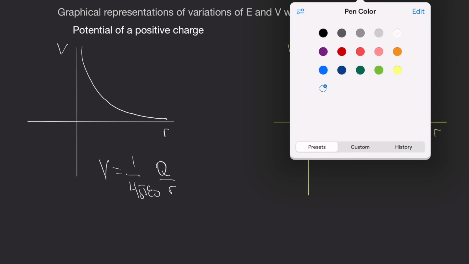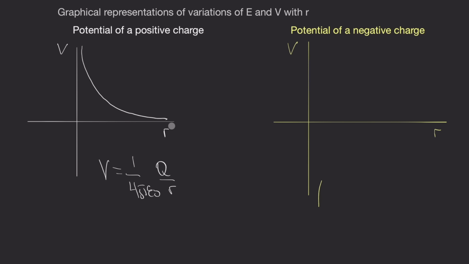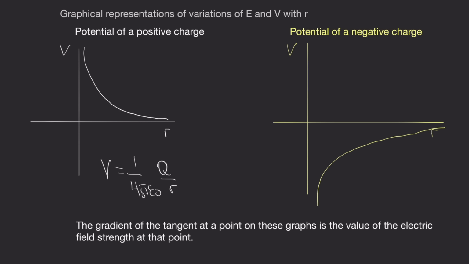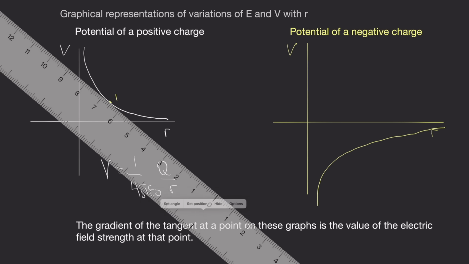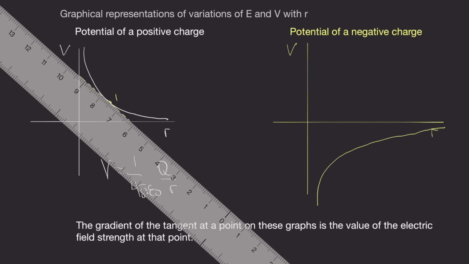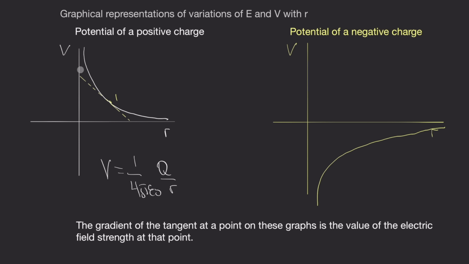On the other hand, if it's a negative charge, it's going to look something like this, once again approaching 0 as r tends towards infinity. We can figure out the electric field strength at any point just by using the gradient of the tangent. We could figure out the tangent at this point, so something like this. Mathematically, in thinking about units, if we take V and we divide it by an infinitesimal r, in reality we're actually differentiating, but you can think about this as dividing small quantities of one over the other.